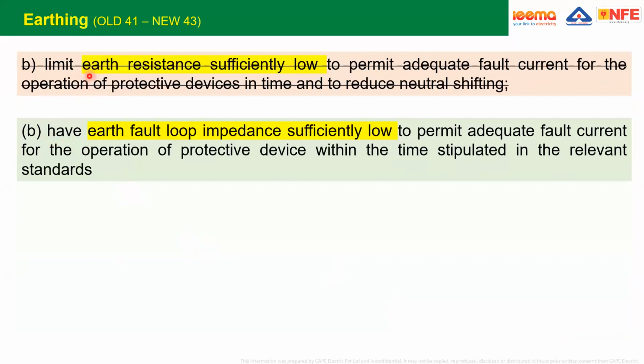Then this one, a very, very important sub-regulation. Earlier, it was to limit the earth resistance sufficiently low to permit adequate fault current for the operation. So earth resistance has been completely changed to earth fault loop impedance sufficiently low to permit adequate fault current for the operation of the protective device. The concept has been completely changed. Now in the new rule and regulation, also the NEC, the concept of earth pit resistance has been taken out of the standard, and the fault loop impedance is entirely included.